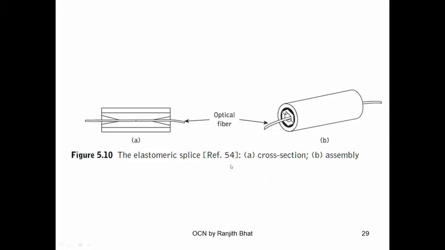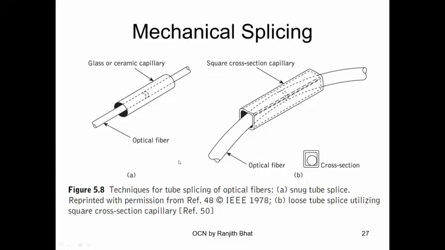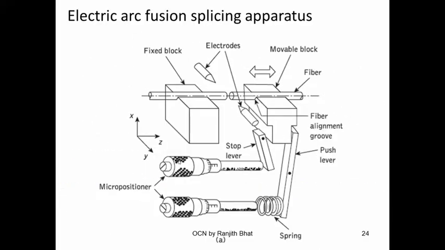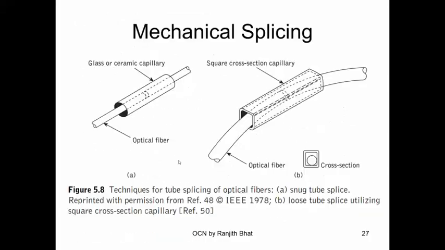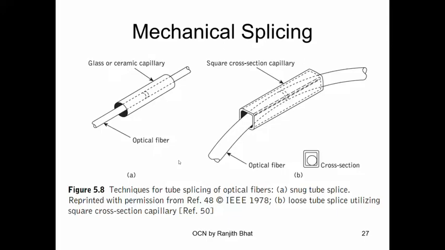Similar case we have with the elastomers. This is a cross section and this is the assembly. Outside sheath is used to align it properly so that there are no misalignments. Finally, we have spring groove. This is the two cylindrical pins. This is where the fiber is kept. In all those cases we are going to have a similar arrangement, only one or two small differences we have. And this is the spring which is going to hold this in place. So this is where we have three different splices. So remember that this is very important, and under mechanical splicing, V groove and capillary tube splicing is very important.